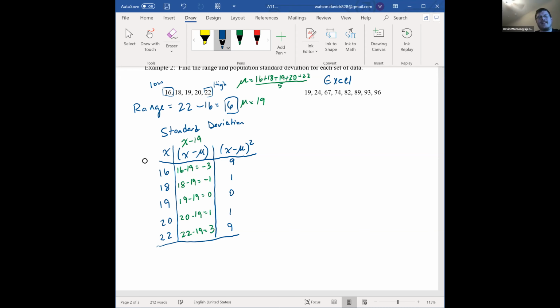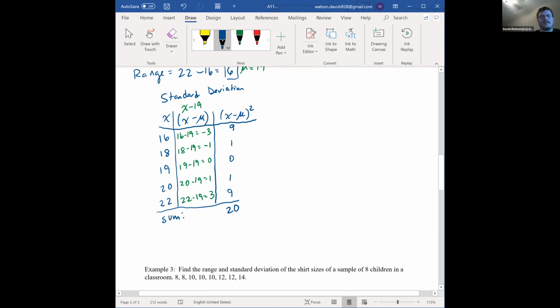Now, if you remember in that formula, it said the sum of all of those squares, right? So at the bottom, I'm just going to put sum. And if we add up the last column, we get 20. All right, that's going to be the number we're working with. It's that 20 right there.